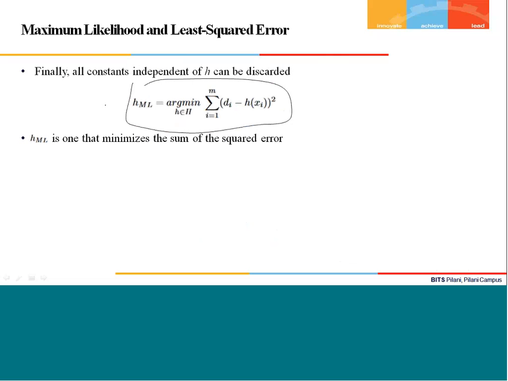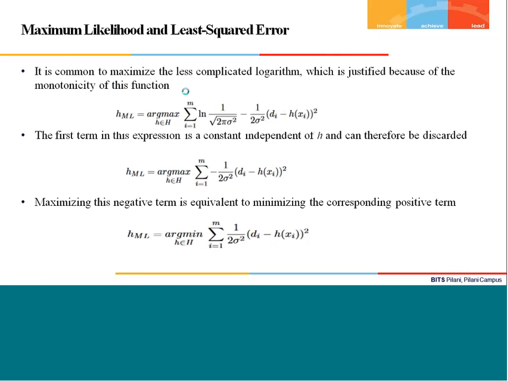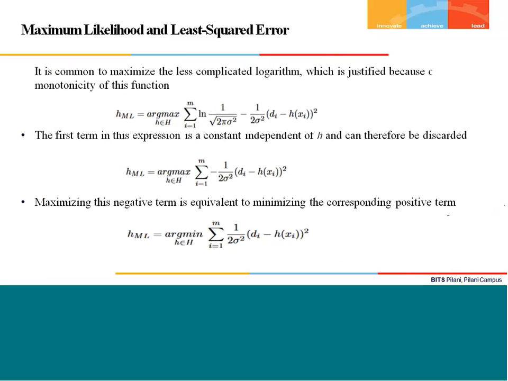Finally, the constant. Okay, so these are the expressions that you are minimizing. I will go step by step. Once you had the expression, you take the log of it. When you find the logarithm of that expression, it will have the same maximizing value of h. So now you are maximizing this expression.